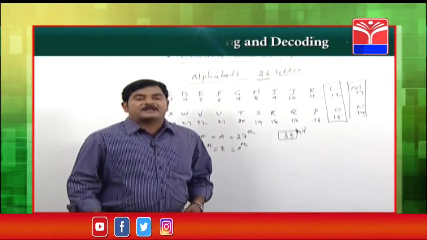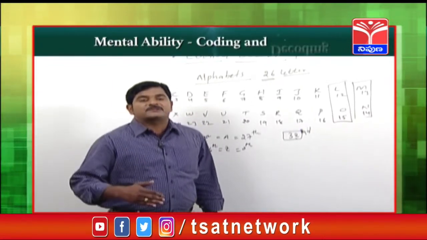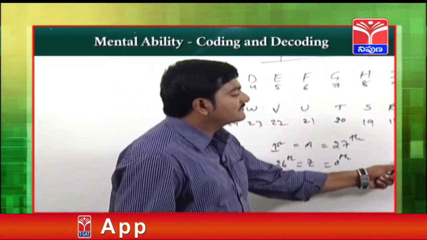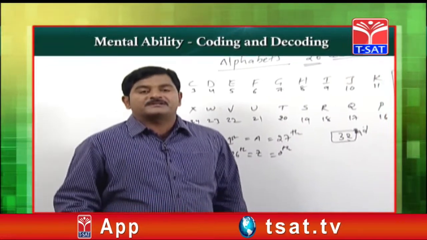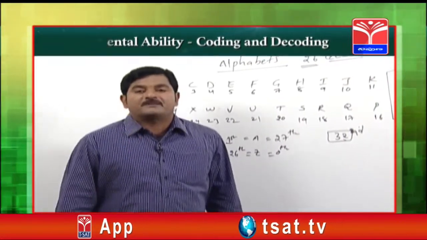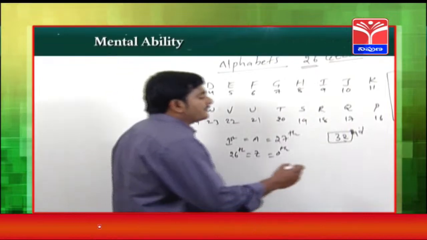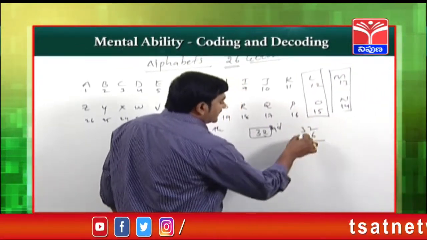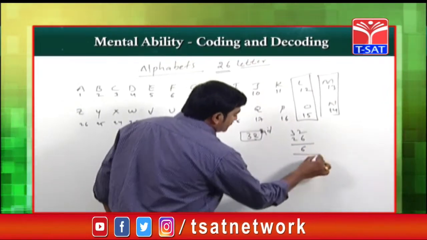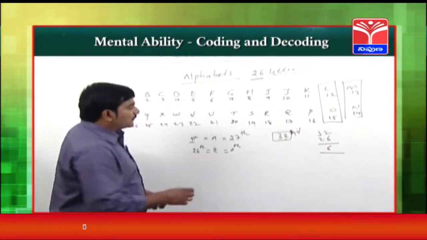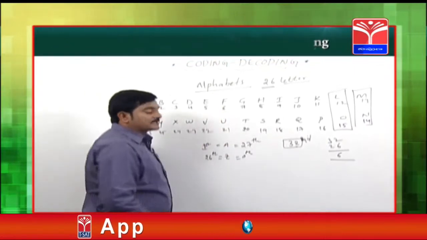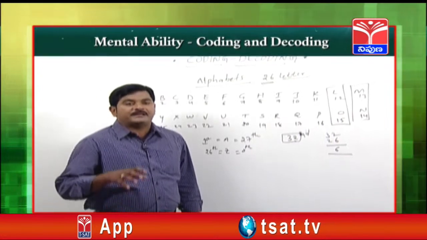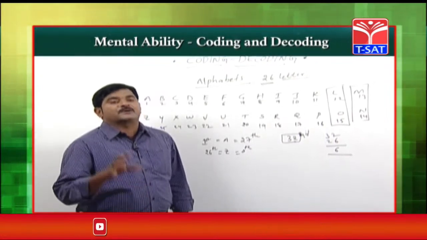To find the 32nd alphabet, we need to subtract the possible number of sets. How many sets can we subtract from 32? Only one set of 26 alphabets. That's why from 32 I am subtracting 26. Subtracting 26 from 32, how much do you get? 6. Therefore, in the English alphabet, what is the 6th letter? F. So the 6th letter is F, and similarly the 32nd letter is also F.